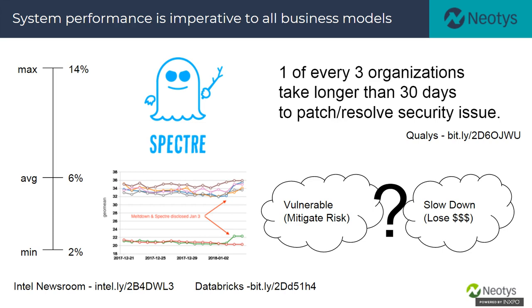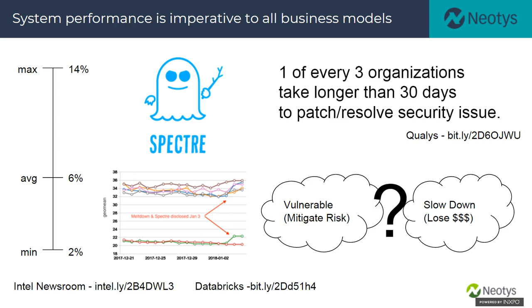I just want to start out with a relevant moment in our industry. Right now, we've actually got a bug. I'm sure a lot of you have heard of this, called Spectre, and there's also the other one as well. The reason I bring this up is because we're realizing that system performance isn't just detrimental to revenue. It's actually imperative to all business models. Every company is a technology company now at this point. So this impacts everyone.